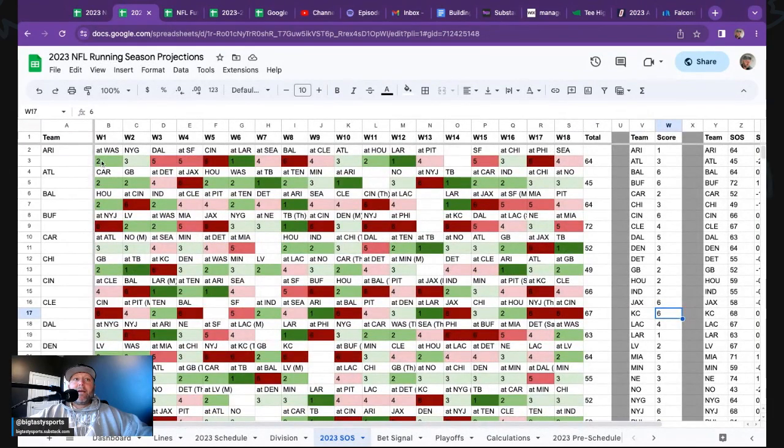So then, let's stick with Buffalo here. Basically, there's a number underneath each one of their games, and that correlates to the tier that I had each team in.